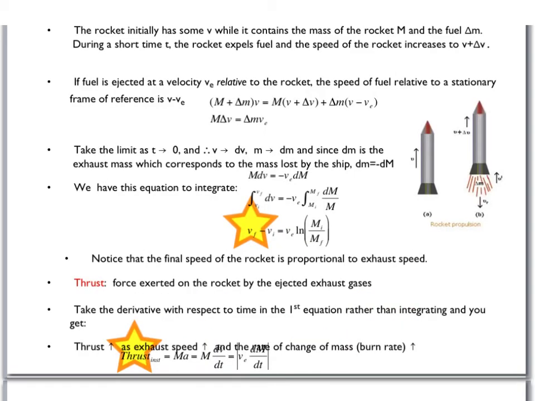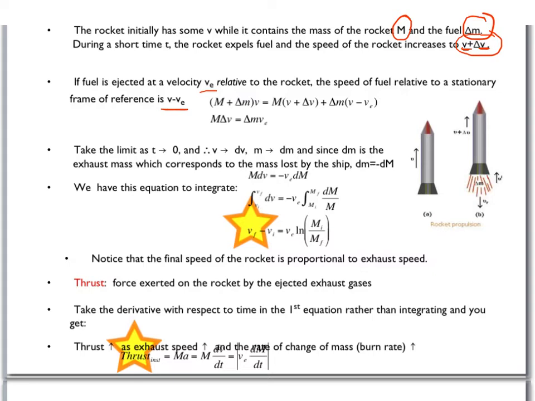So the rocket initially has some velocity v. It contains the mass of both the rocket itself and the mass of all the fuel that it's carrying. We'll call those values m and delta m. During a short time, call that t, the rocket expels this fuel, and the speed of the rocket is increased to the initial velocity that it had, plus the extra boost, or change in velocity, that it gets from expelling the fuel and gaining that forward momentum. Now, if the fuel is ejected at a velocity v sub e relative to the rocket, the speed of the fuel relative to a stationary reference frame would be v minus v sub e.